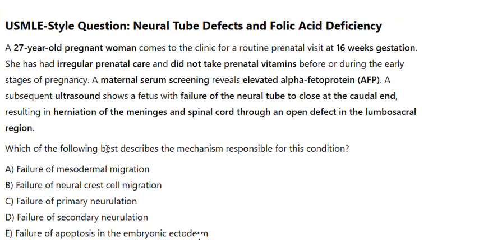Style question, neural tube defects and folic acid deficiency. A 27-year-old pregnant woman comes to the clinic for a routine prenatal visit at 16 weeks gestation. She has had irregular prenatal care and did not take prenatal vitamins before or during the early stages of pregnancy. A maternal serum screening reveals elevated alpha-fetoprotein, AFP.